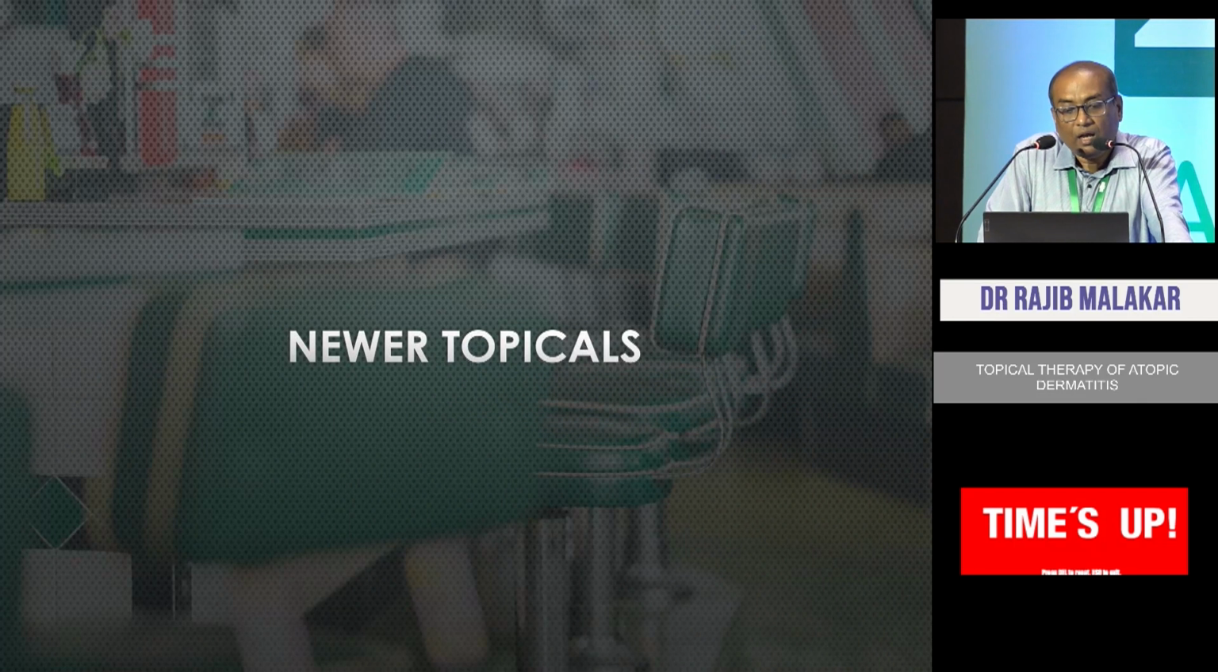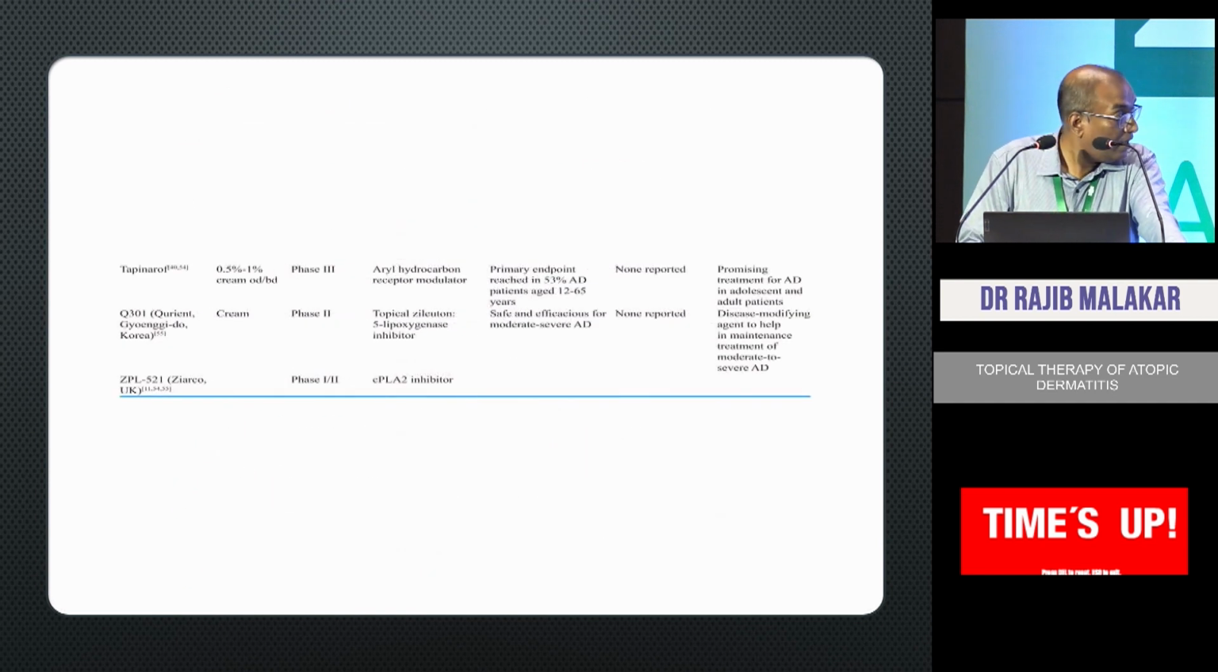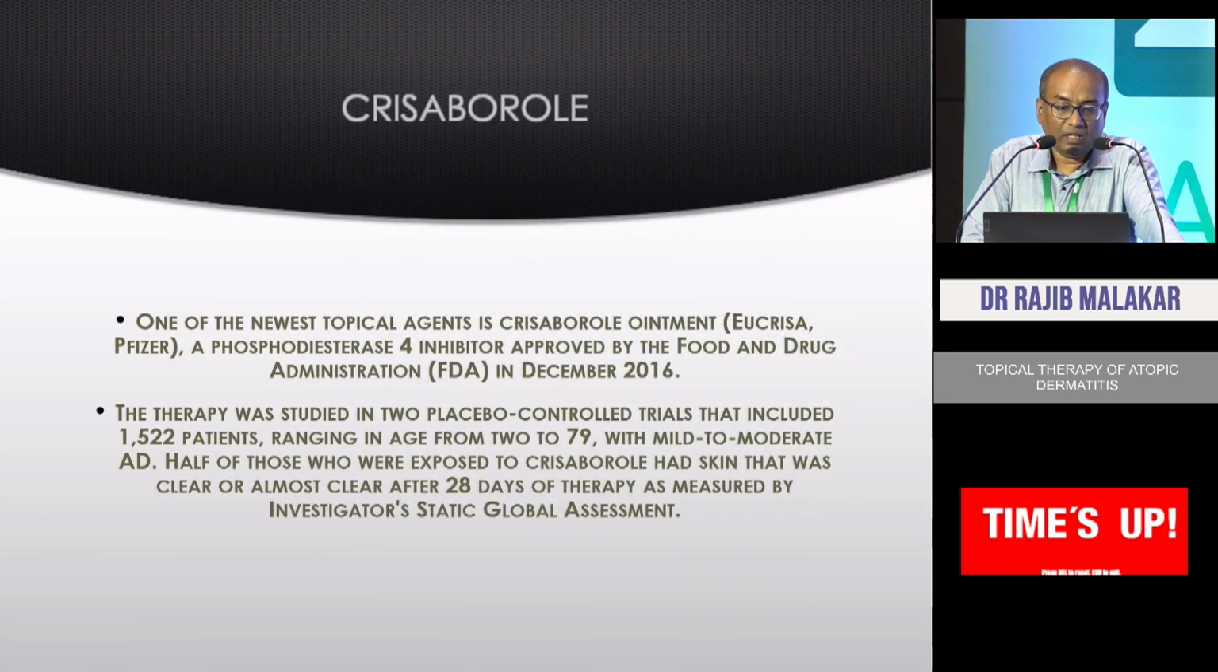Of the newer topical therapies that has been considered, the most important drug that I should talk about is crisaborole, which has been licensed by FDA in 2016. The other drugs which are in phase 3 trial are the JAK inhibitor and aryl hydrocarbon receptor modulator. Crisaborole is a phosphodiesterase 4 inhibitor, and it has been found to be effective. Almost 50% of the people where it has been prescribed, they show significant improvement in investigator static global assessment. It is yet to be approved by DCGI.